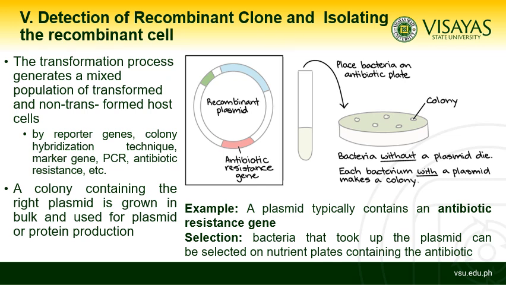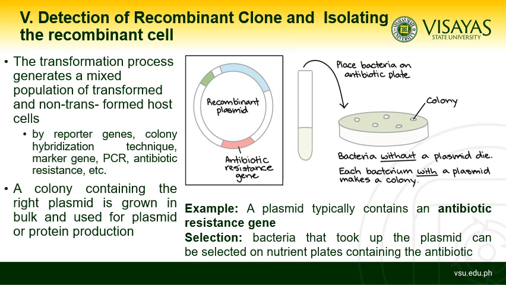So the mixture of recombinant and non-recombinant cells needs to be separated, for which the marker gene is used. As we're interested only in the transformed host cells, it becomes necessary to filter them. This is exactly what is done in this stage, the selection process. There are many existing selection strategies, some of which include taking the help of reporter genes, colony hybridization technique, or the use of antibiotics.